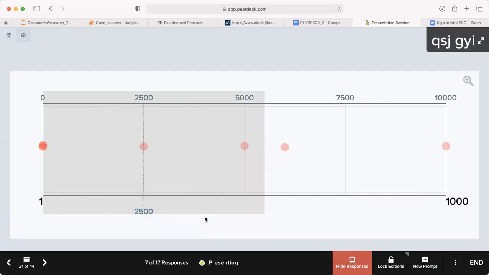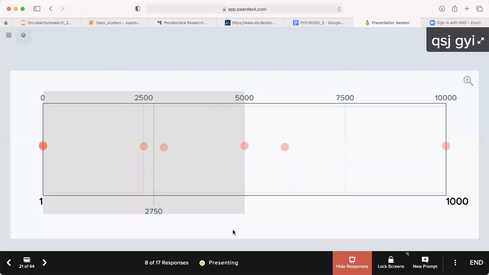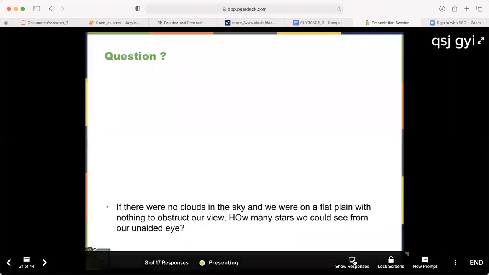Right. So anyway, let's keep the question open for the others to think about it. I can see that there are different numbers which are very fair numbers that you have thought of. Right. So let me finish for today. We are running out of time.